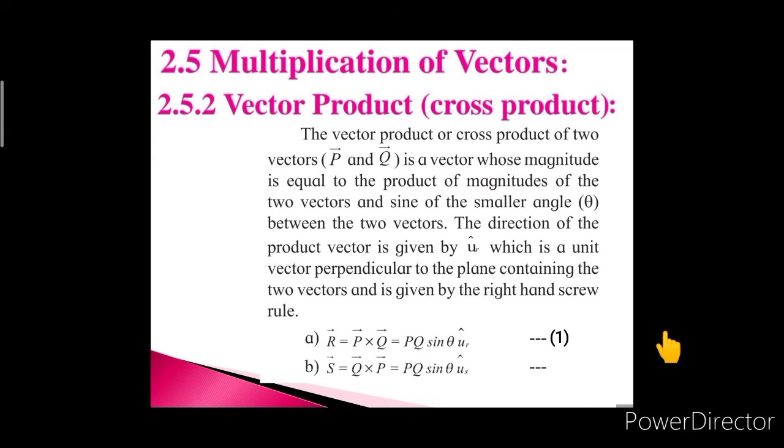Similarly, when vector Q is multiplied with vector P, vector Q cross vector P will be a vector quantity which is denoted as vector S. The magnitude and direction of vector S is given as PQ sin theta, which is the magnitude of vector S, and s cap is the direction of vector S, which is the result of the vector product of the two vectors, vector Q and vector P.